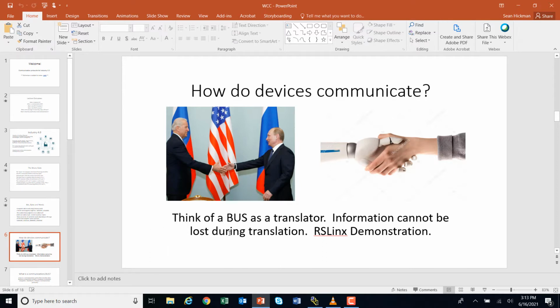And so I want you to think of a bus as a translator, okay? And so whether you have human talking to machine, human talking to human, machine talking to machine, they're going to have to process the language of each machine or each device a little bit. And a bus will do that, okay? Because information cannot be lost during translation.